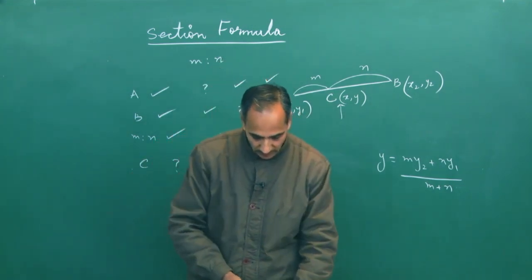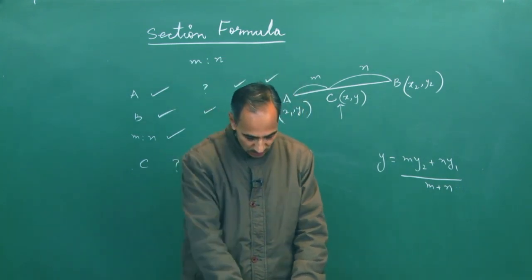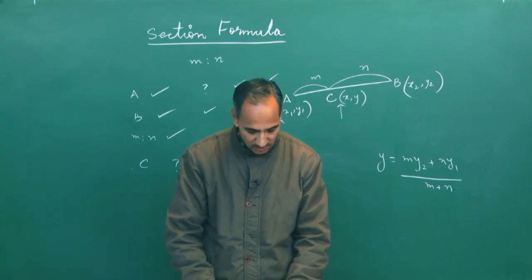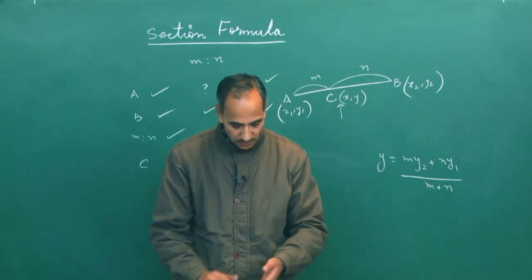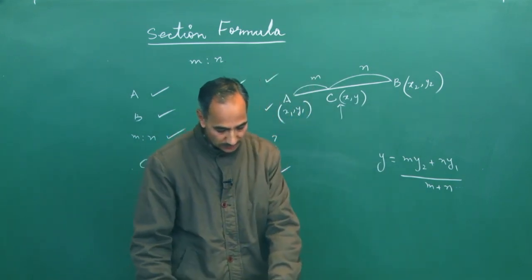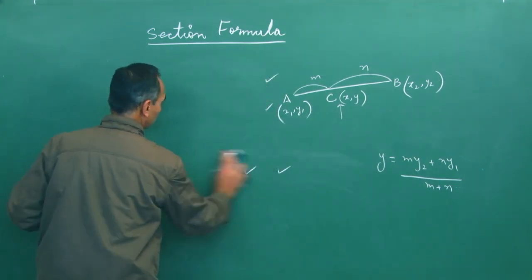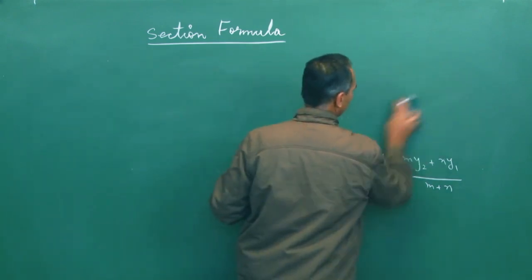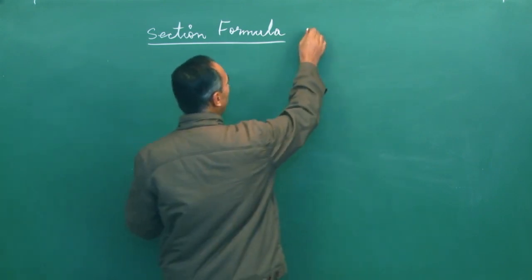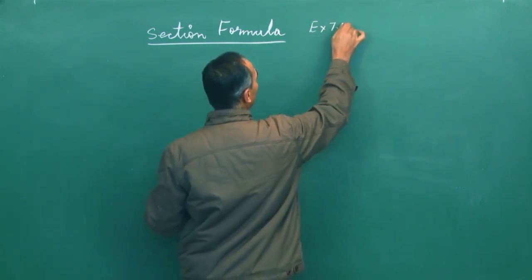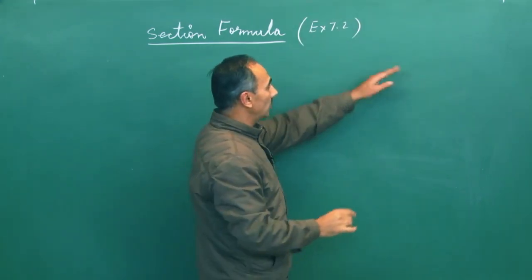Now we have exercise 7.2, page 167 of your NCERT textbook. We have 10 sums as far as this formula is concerned. Let's see how many sums we are able to attempt in this video. I will be taking the first question of exercise 7.2. So I should be writing section formula, exercise 7.2, and I'm writing the formula which we are going to use.